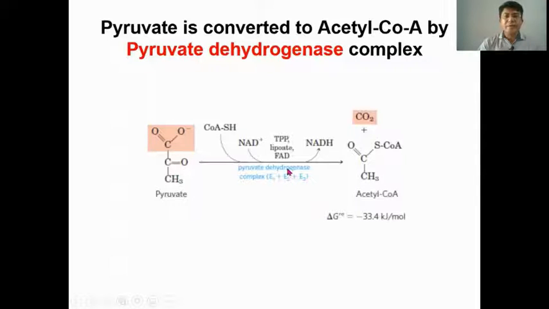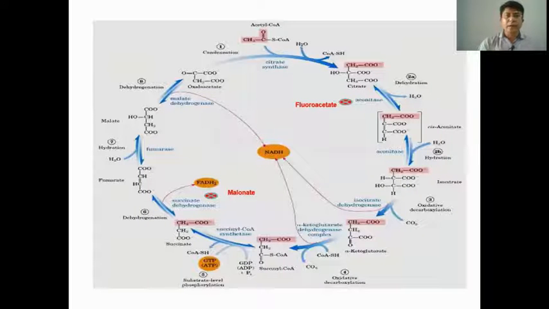So here, by the action of the pyruvate dehydrogenase complex, pyruvate is converted into acetyl-CoA, and one molecule of NADH per pyruvate is formed. The free energy change of this reaction is minus 33.4 kilojoules per mole. Acetyl-CoA that is formed is then condensed with oxaloacetate by the citrate synthase enzyme, resulting in formation of citrate. This citrate is then subjected to dehydration by the aconitase enzyme and rehydration by the same enzyme, resulting in formation of isocitrate. Isocitrate is then oxidatively decarboxylated by isocitrate dehydrogenase to alpha ketoglutarate.